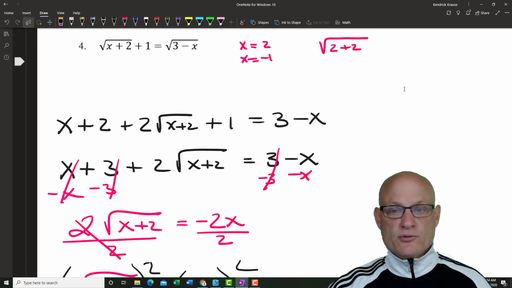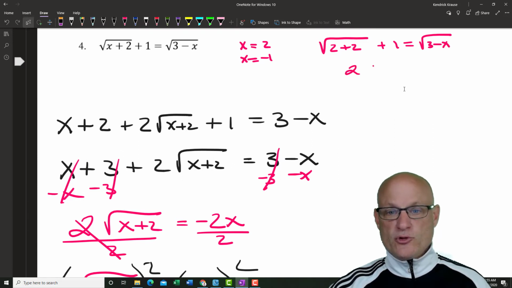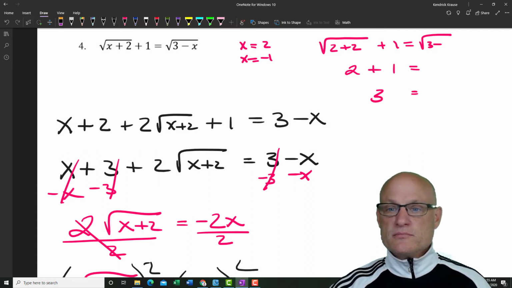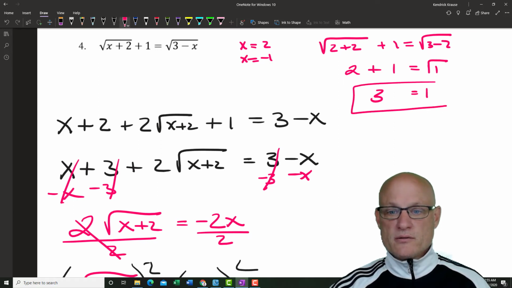2 plus 2 plus 1, does that equal the square root of 3 minus x? Let's see. Square root of 2 plus, let's see, 2 plus 2 is 4. The square root of 4 is 2. So 2 plus 1, which is 3. And then, oh, I should have put a 2 in here, right? So this is 3 minus 2, which is 1. So this is the square root of 1, which is 1. Those don't work. Looks like 2 is not a solution.